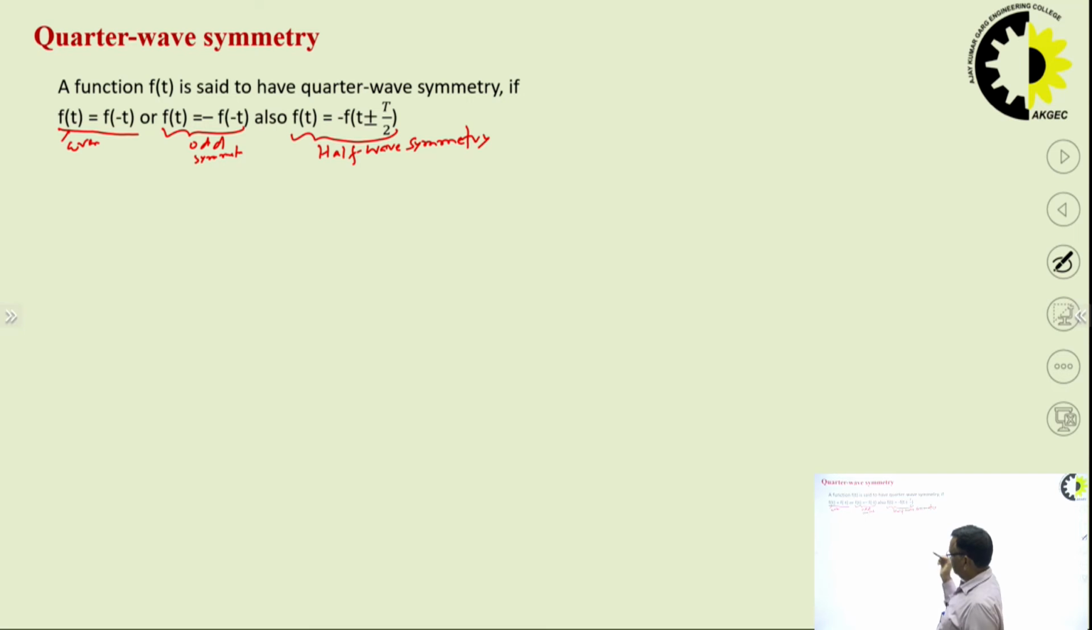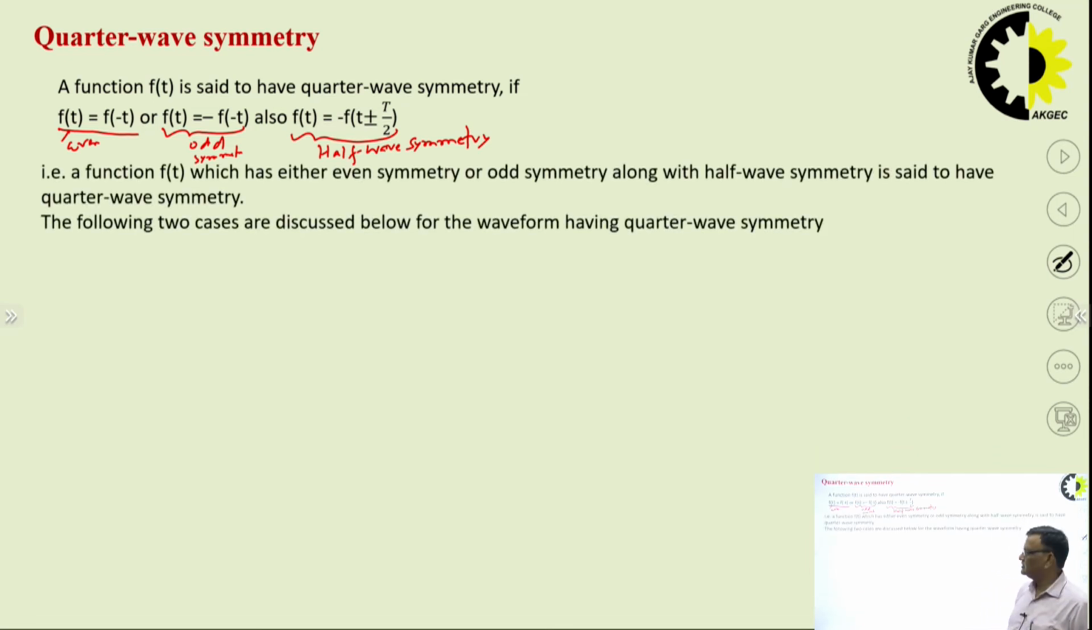A function having either odd symmetry or even symmetry along with half wave symmetry is called quarter wave symmetry. This is the definition of quarter wave symmetry. So there are two cases. If the function has even symmetry and half wave symmetry, that is case 1. If the function has odd symmetry and half wave symmetry, that is case 2. There are two cases associated with quarter wave symmetry.